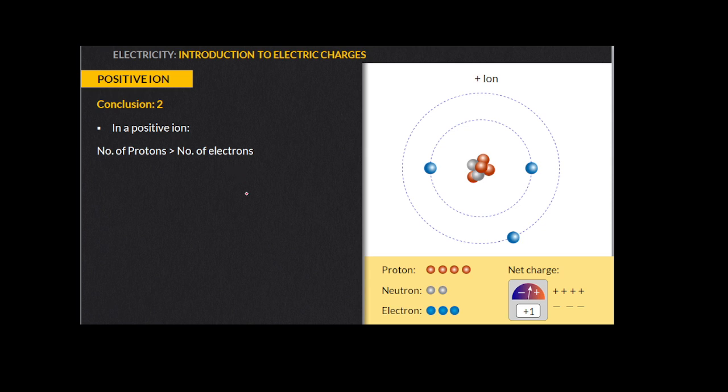Now what if the number of protons is greater than the number of electrons? Like in this case, there are 4 protons, that is plus 4, so this atom has plus 4 charge, and there are just 3 electrons, so this atom has minus 3 charge. Now what is the net charge? That is the total charge, plus 4 minus 3, that is plus 1 charge.